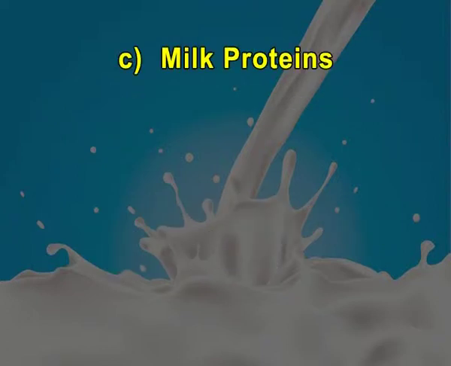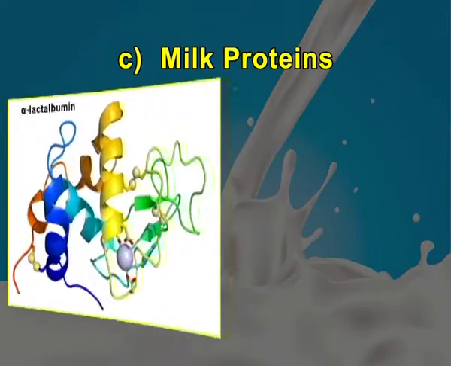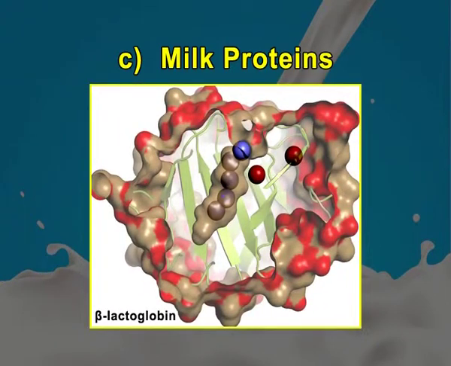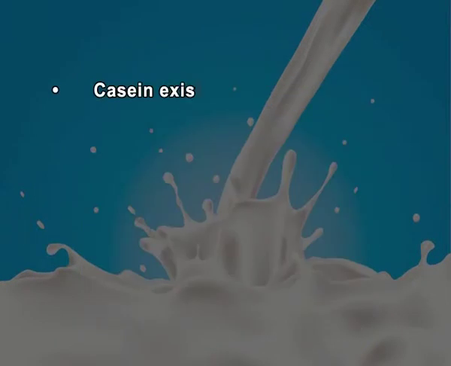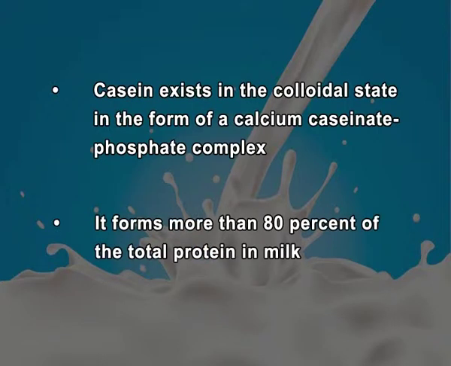Milk proteins, which consist mainly of casein, alpha-lactalbumin, beta-lactoglobulin, etc. Casein exists in the colloidal state in the form of a calcium caseinate phosphate complex. It forms more than 80% of the total protein in the milk, precipitated by acid, rennet, alcohol, heat and concentration.